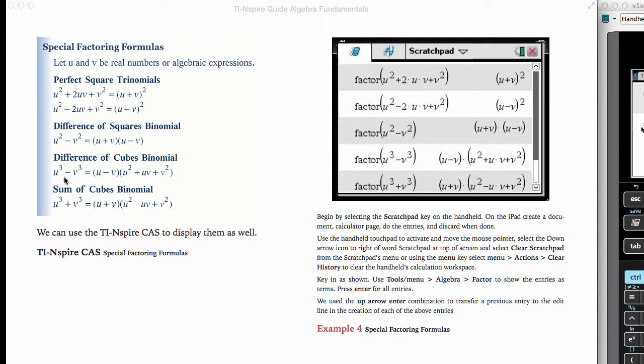And the cubics turn out to be: u minus v cubed is u minus v, and u plus v cubed is u plus v, times the trinomial on the inside, which turns out to be u squared plus uv plus v squared, and u squared minus uv plus v squared. So again, these are kind of hard to memorize. Again, the advantage to the CAS model is we can go over to the scratch pad and put these into our calculator and it will give us our answers.